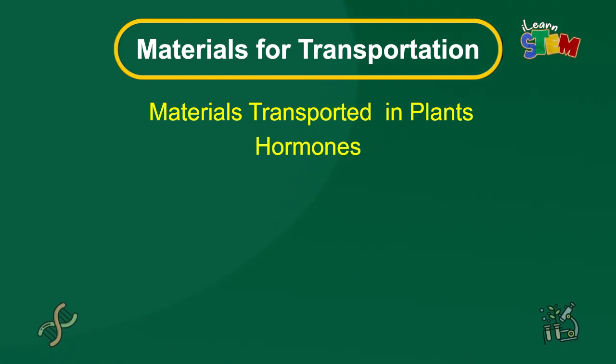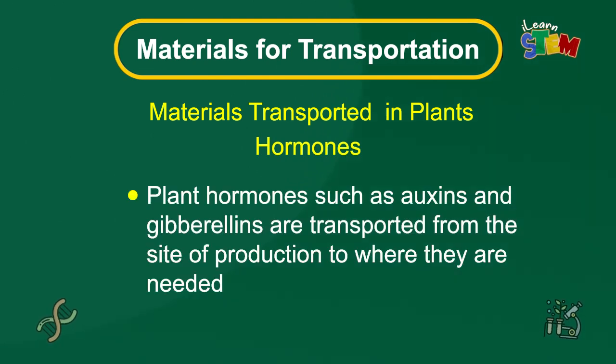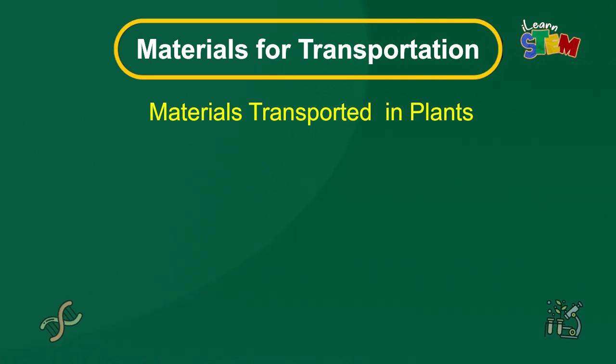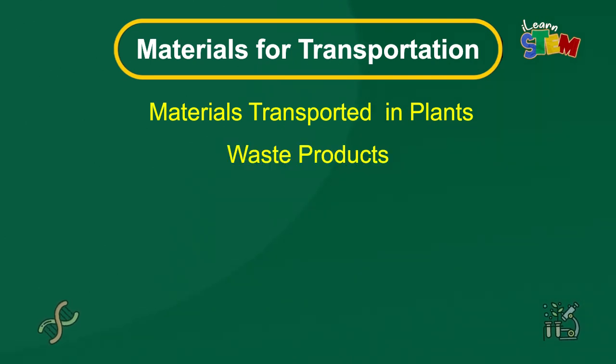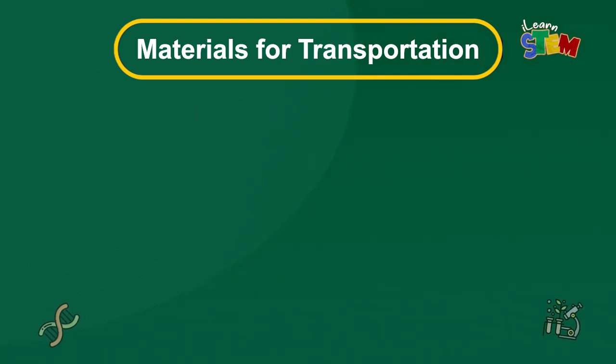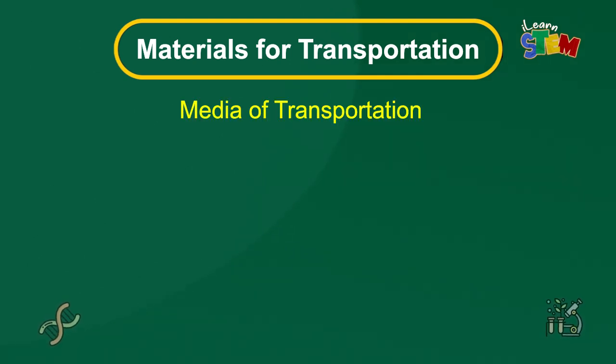5. Hormones. Plant hormones such as auxins and gibberellins are transported from the site of production to where they are needed to regulate processes like growth and flowering. 6. Waste products. Waste products like oxygen from photosynthesis or resins and gums are transported to areas where they are either stored or released. We will move on to the media of transportation.